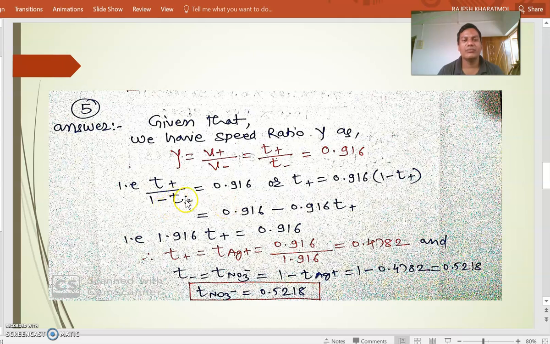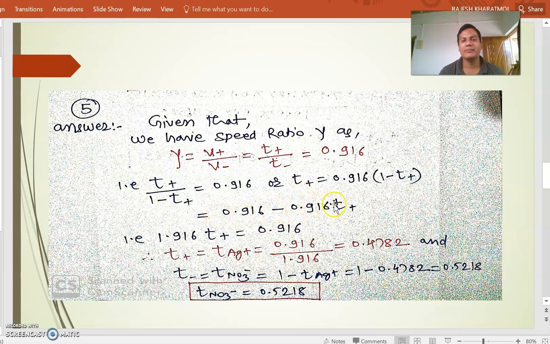So T plus upon, put the value for T minus, it is 1 minus T plus, and its value is 0.916. Now you can rearrange: T plus is equal to, this 1 minus T plus is in the denominator, it goes to the right hand side and becomes multiplication. So 0.916 into 1 minus T plus. So we have to solve this bracket. So 0.916 minus 0.916 T plus.